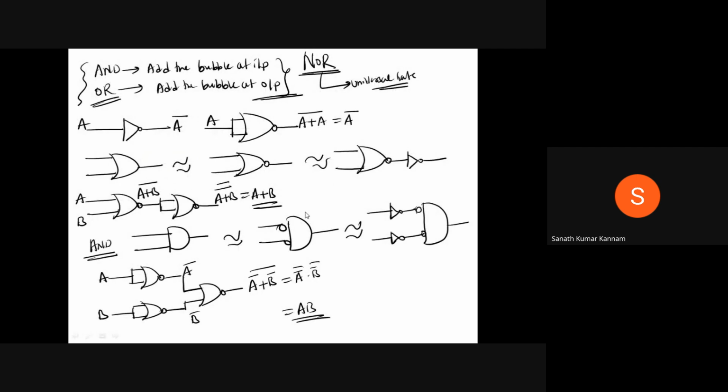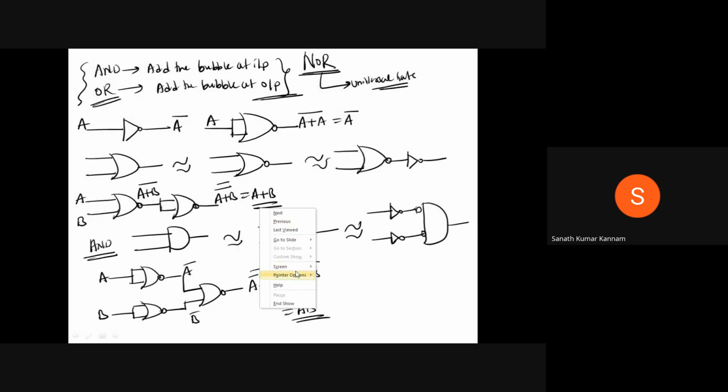And next, I'm realizing the NAND gate. How to realize the NAND gate? From here itself you will get it. This output is given to one more NOR gate, and you'll get the NAND gate, AB whole bar. And next, the NOR gate we already have with the NOR gate only. And next, the XOR gate.